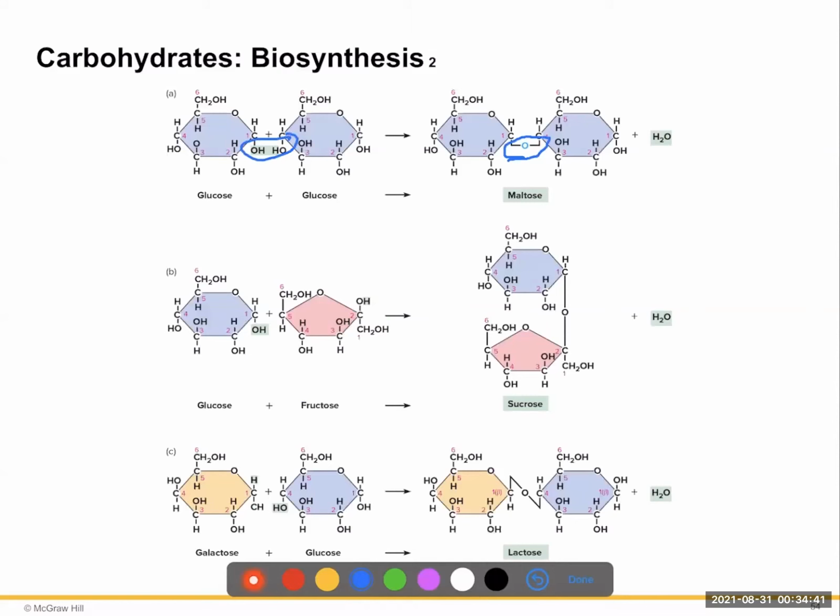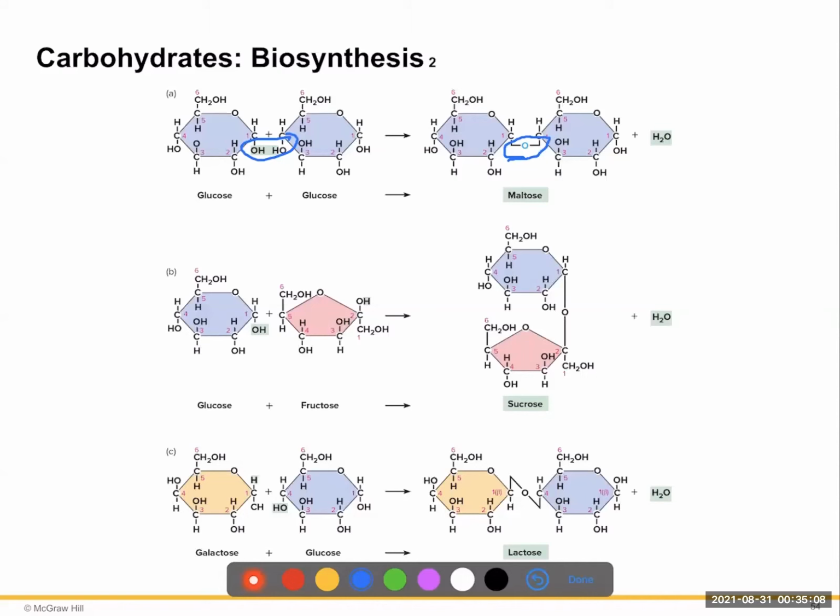And that forms maltose. Maltose is two glucose molecules added together. Okay, glucose and fructose form sucrose. Okay, and it forms with the oxygen bond. Again, it just lost water, lost OH and H. Right? The same with forming lactose, milk sugar.